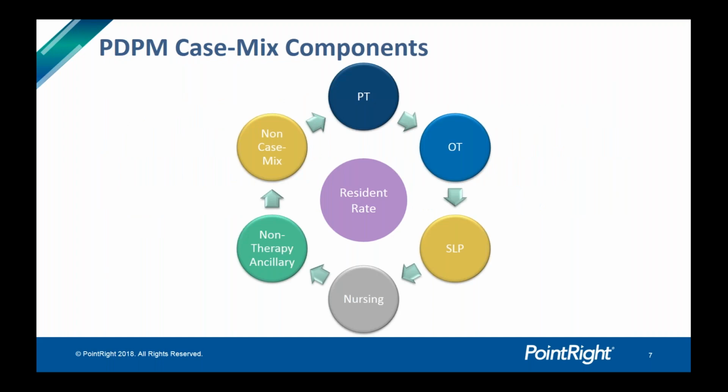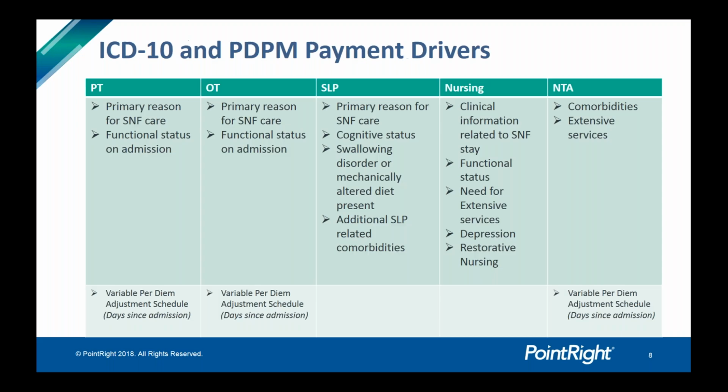So we've seen this picture before. You'll probably see it many, many times in the future. This is a nice little presentation of how the different case mix components combine into the resident rates in PDPM. If you look at these different components, most of them are actually impacted by diagnosis coding. In a tabular view, it's a little bit easier to see all the different drivers of these case mix components. First of all, we're looking at the primary reason for SNF care, which is driven by a single diagnosis.